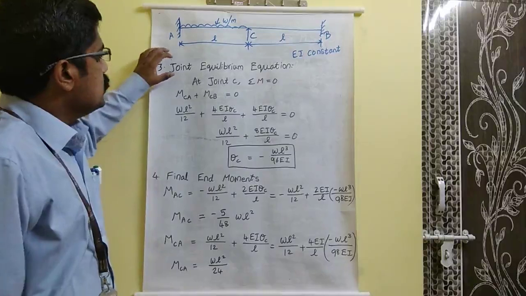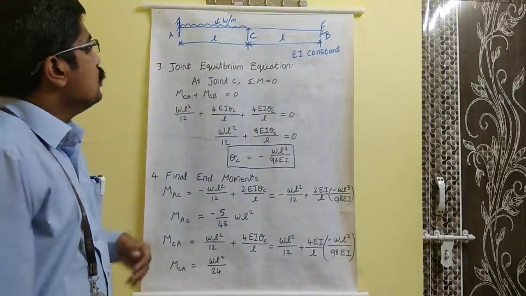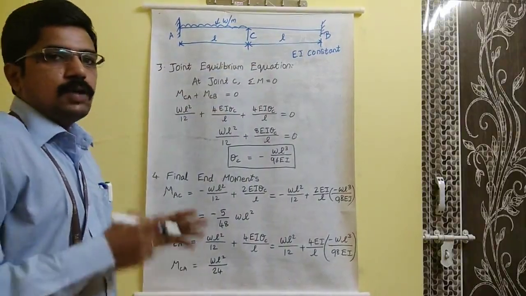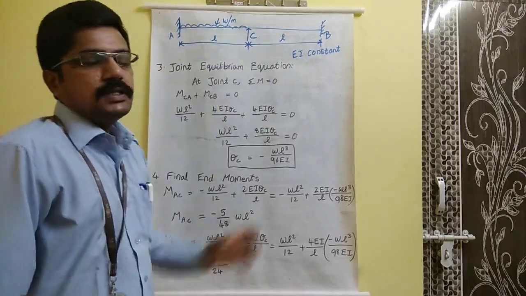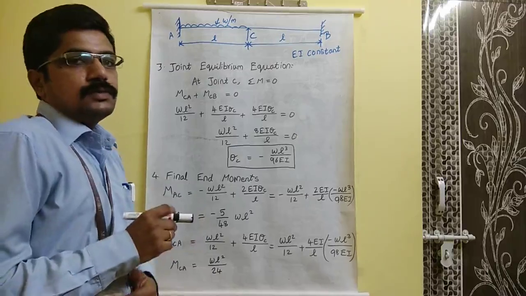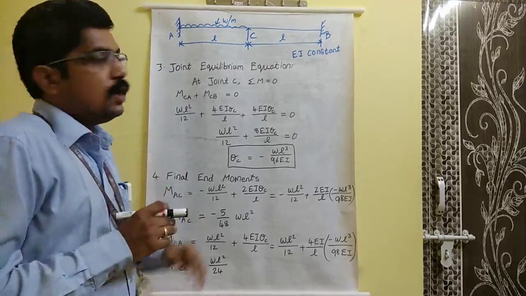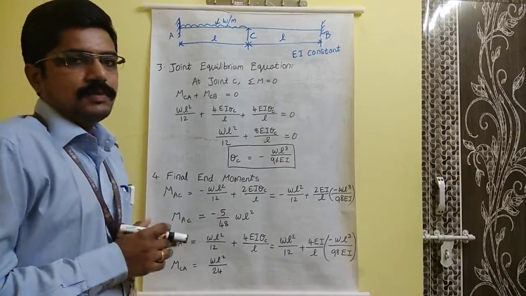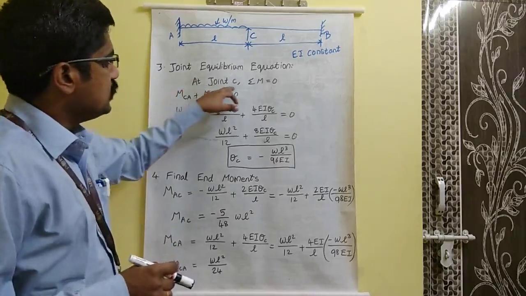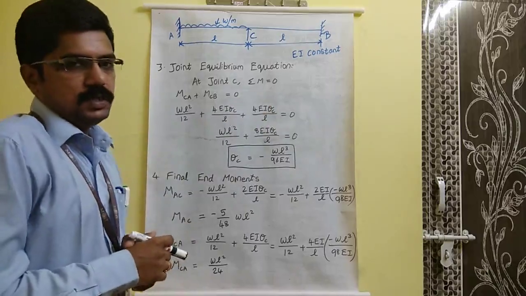So next step is the joint equilibrium equation. We need to see at which joint the moment will be 0. If you take joint A and joint B, it is a fixed support, so there will be end moments. But if you take C, it is a hinged support, so at a hinged support the moment will be 0. So we are taking joint C, summation of moments equal to 0.